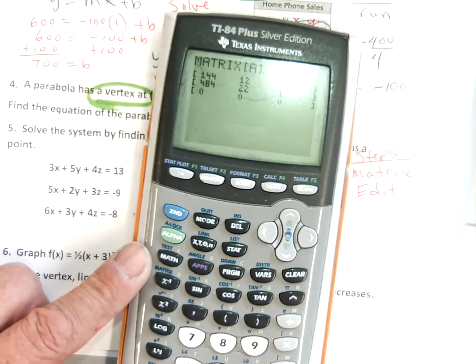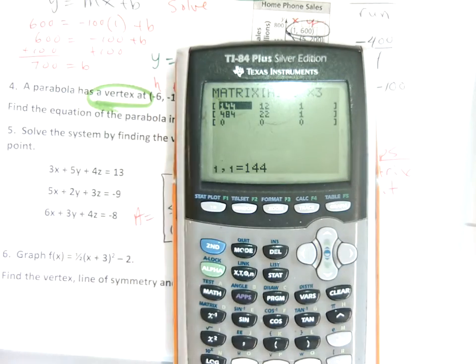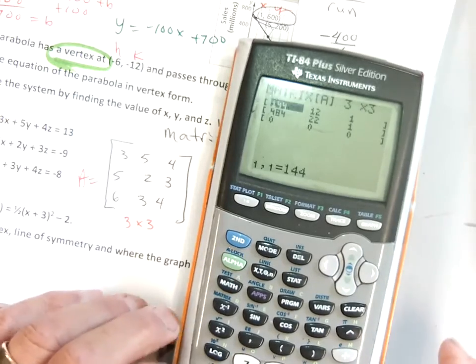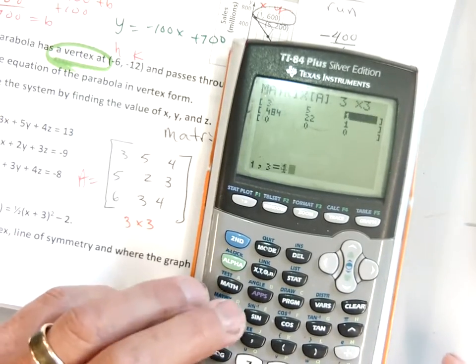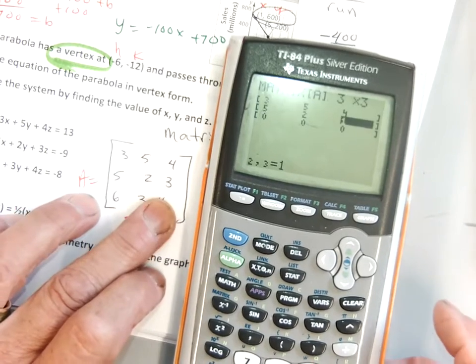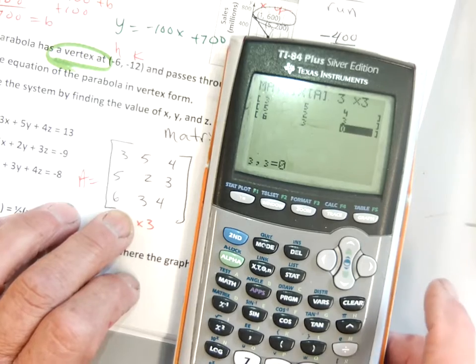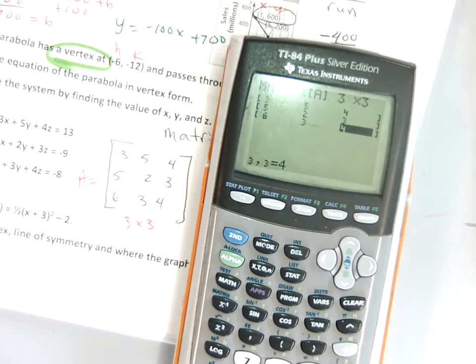So it'll work. 3 by 3. 3, enter 3. Okay. Now I'm just going to type over these numbers. I've got numbers in there. I'm editing. So I've got 144, 12, 1. I'm just going to type over. So I'm going to type in my 3, my 5, my 4, my 5, my 2, and my 3. Okay. And then my 6, my 3, and my 4. Okay, so this is much easier than the way we did with row operations.